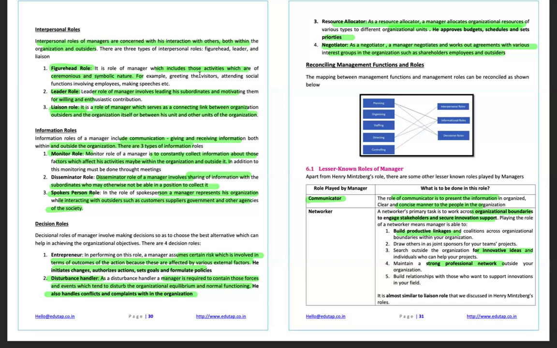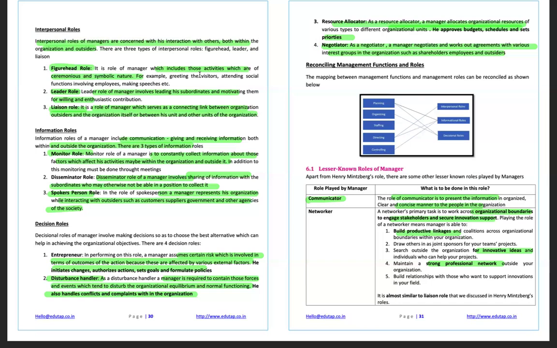In the monitor role, he constantly collects information about those factors which affect the activities, maybe within the organization and outside it. In addition, the monitoring must be done through different meetings. Disseminator role.